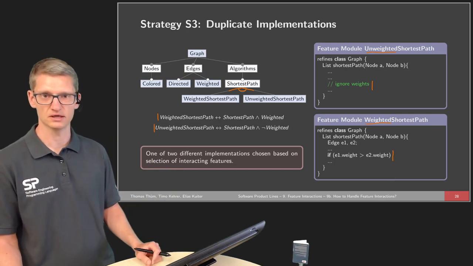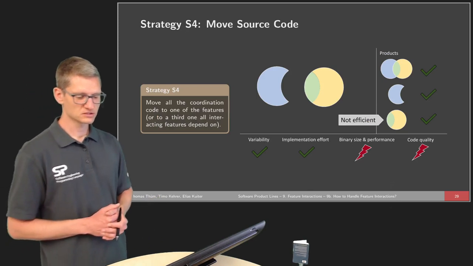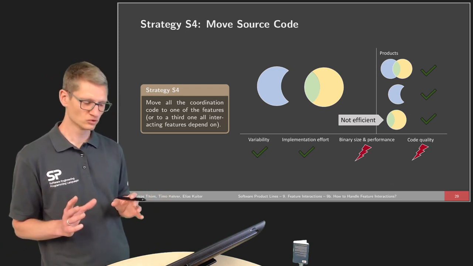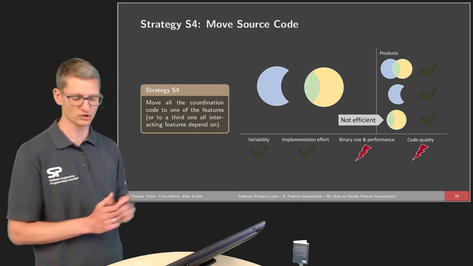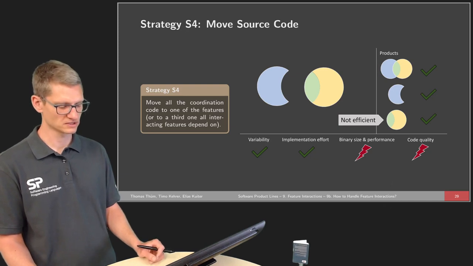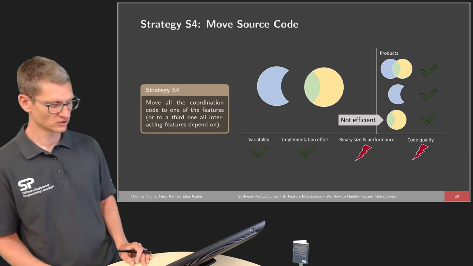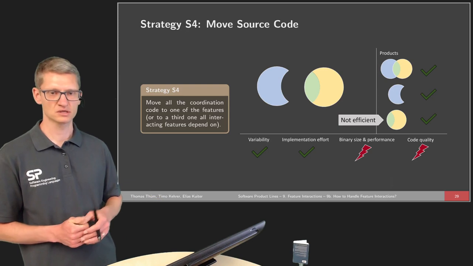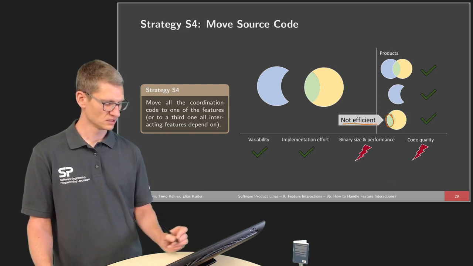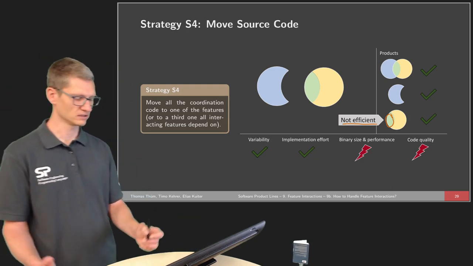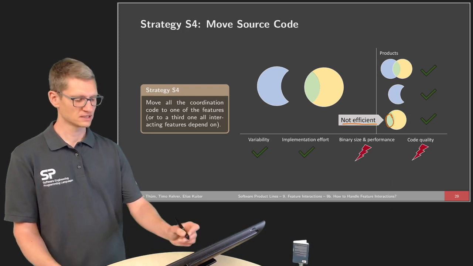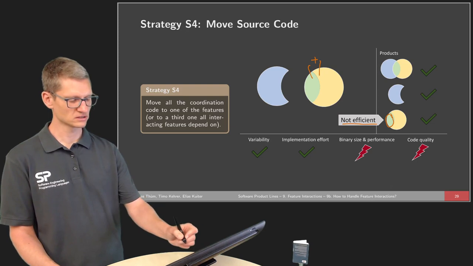The fourth strategy is to move the source code. So basically, this would mean that we have some coordination source code, but this source code is moved into one of the features. So all the coordination code will be in one of the features, having all the interacting part the two features are interacting on. The variability is possible. The implementation effort is okay. We do have a problem with binary size and performance because a configuration in which we choose only one of the features, but the other one is included over here, is basically giving us a larger binary size and reduced performance. And this also comes at the price of code quality. And the reason is that we're actually mixing these two features together in one implementation unit.